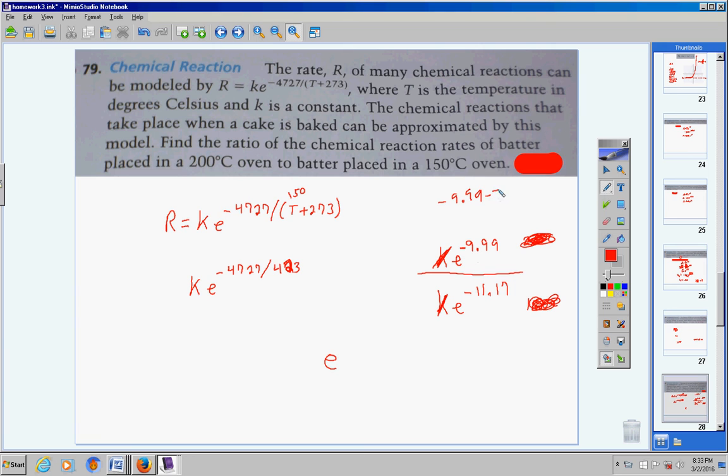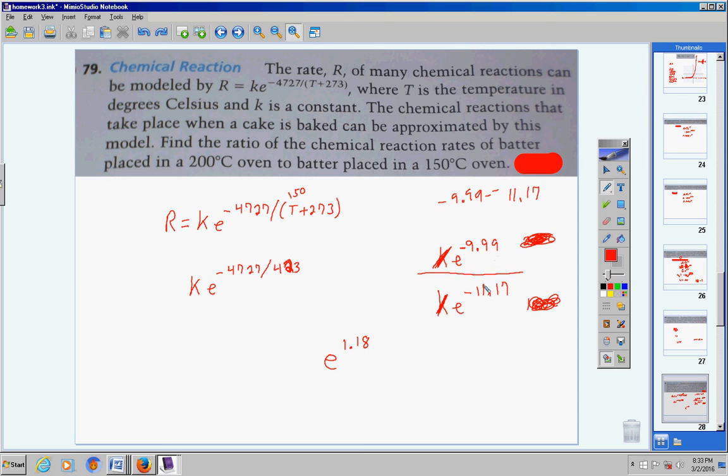Minus a negative 11.17. And probably a lot of you caught that already. 9.99 plus 11.17 will give you a positive 1.18. And that will give you the correct answer. All right? So let's go over it again. Your case canceled. Whenever you're dividing like bases, you write the base ones up top. There's nothing left in the bottom, so there's a 1 on the bottom. And you subtract the exponents.